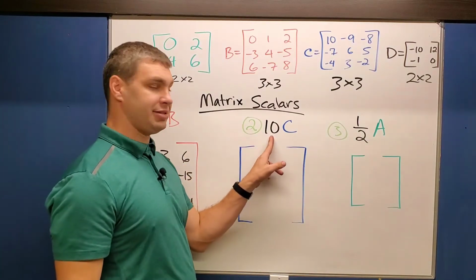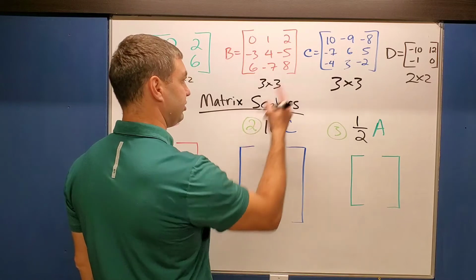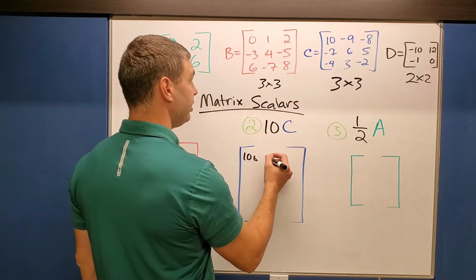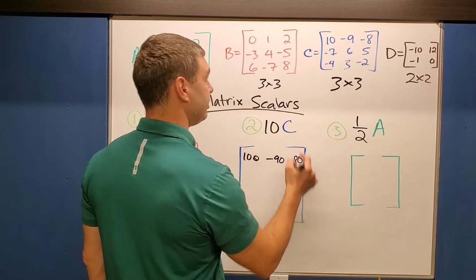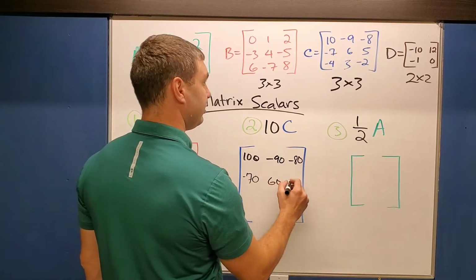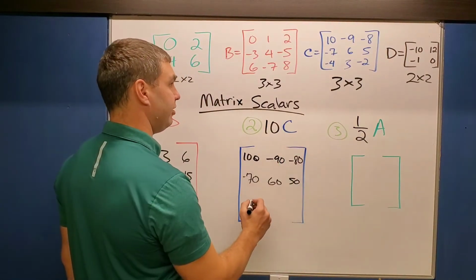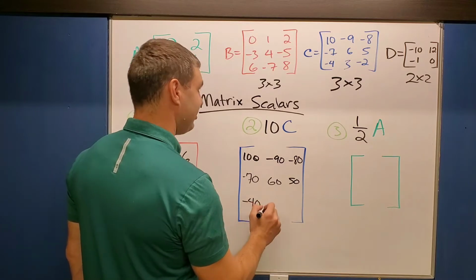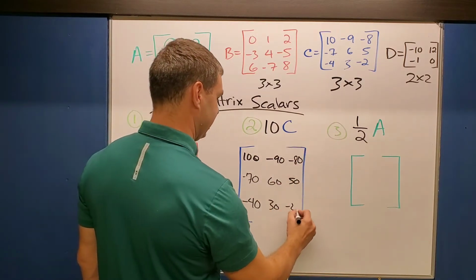And you might notice that these are all going to be multiples of your scalar. Okay, nice easy one here, 10 times c. So these are just going to tack on a 0 to each of the end of those. So we'll have 100, negative 90, negative 80. Next row is negative 70. 60, 50, and I was really creative here with my numbers, I think. Negative 40, and then 10 times 3 is 30, and lastly 10 times negative 2 is negative 20.